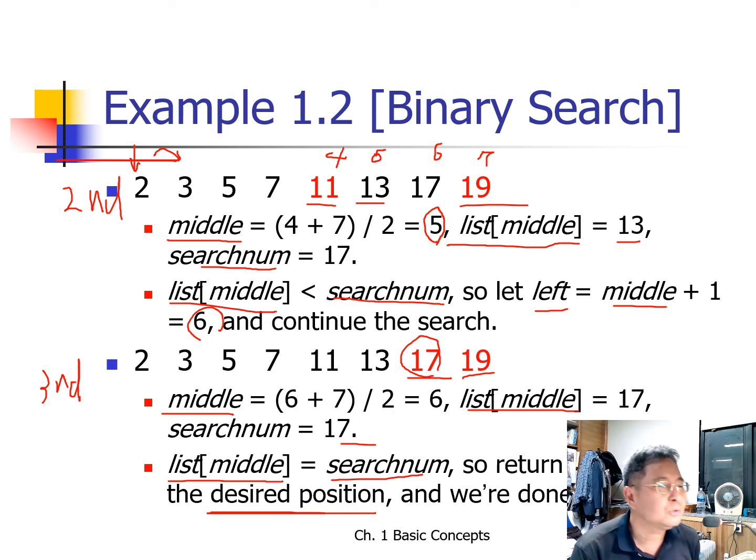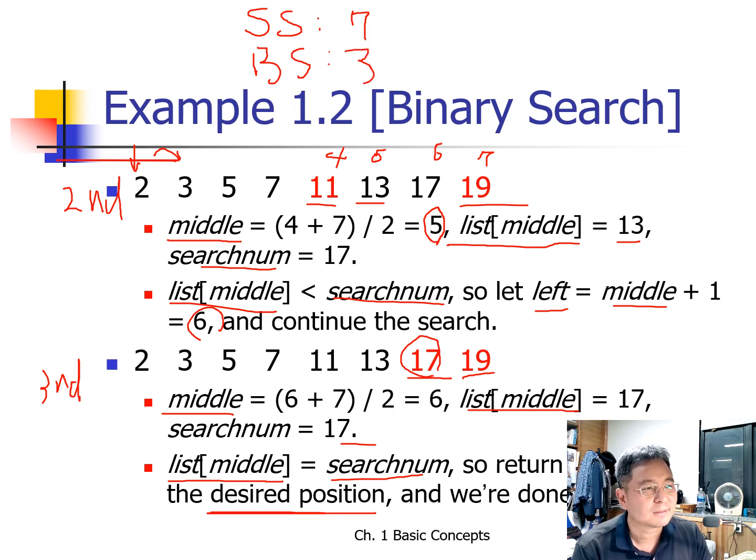Okay, if you use the sequential search method, we must compare 1, 2, 3, 4, 5, 6, 7. So the sequential search method needs 7 steps to complete the mission, but this binary search needs 3 steps to complete the searching mission.